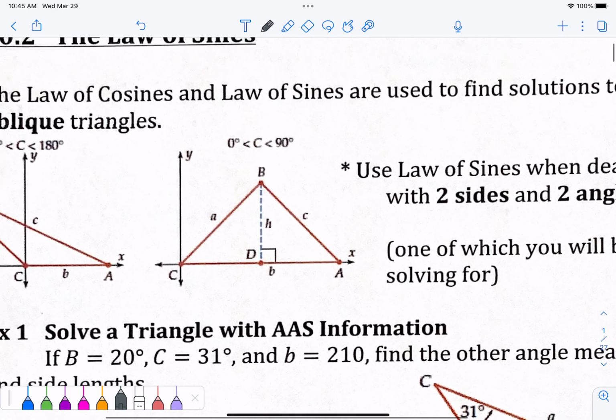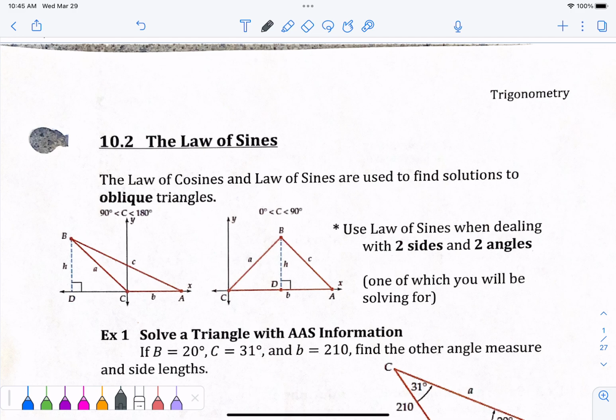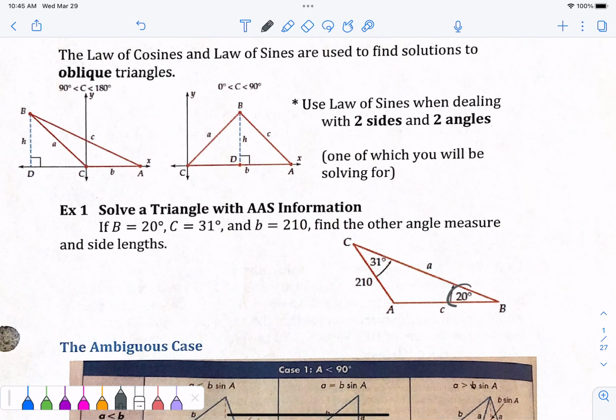You need to have your calculator in degrees for this section, because all of these measurements that we do for sines are going to be in degree measures, okay? So make sure your calculator's in degrees, otherwise you'll get the wrong answer.